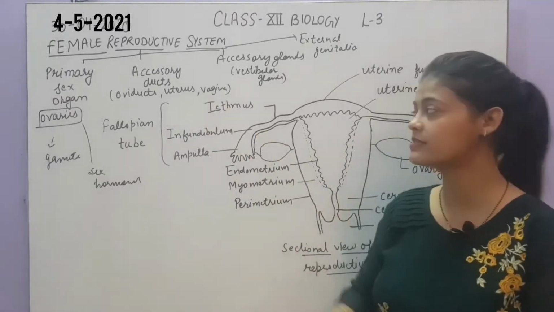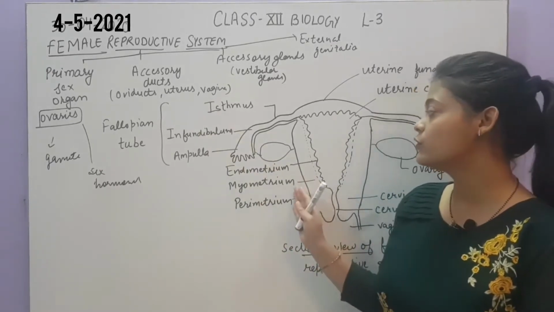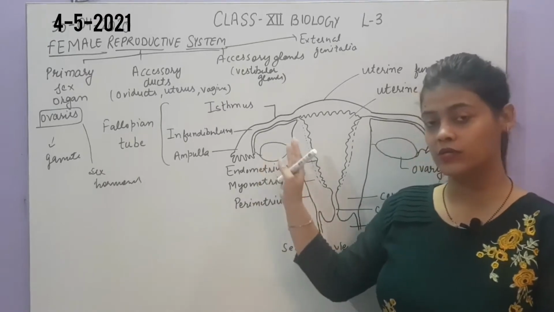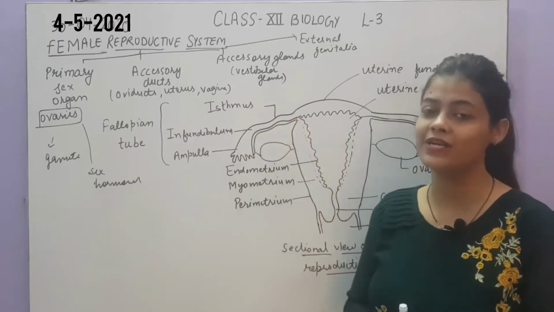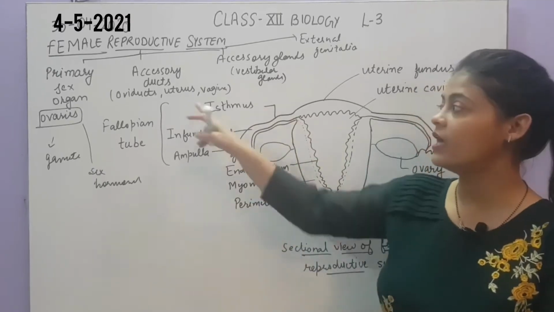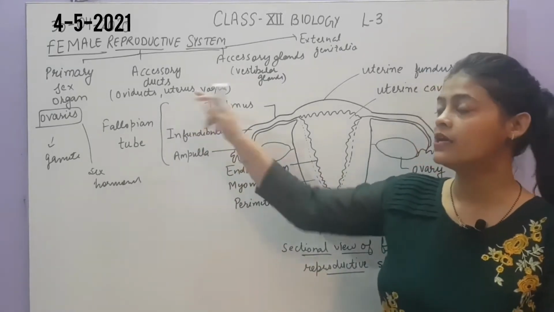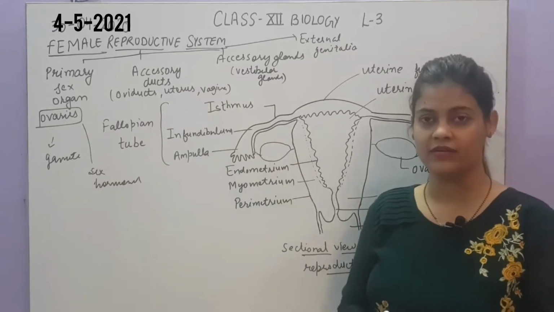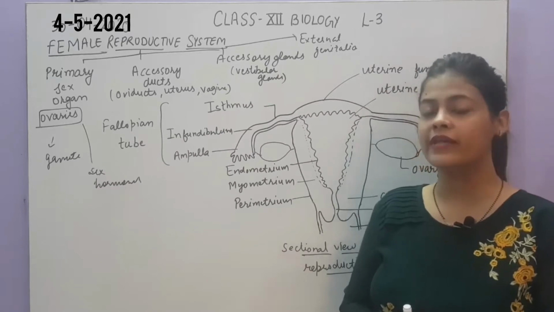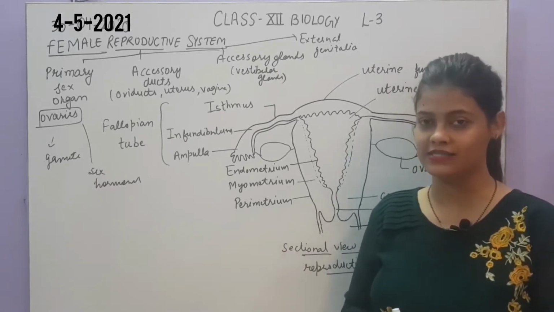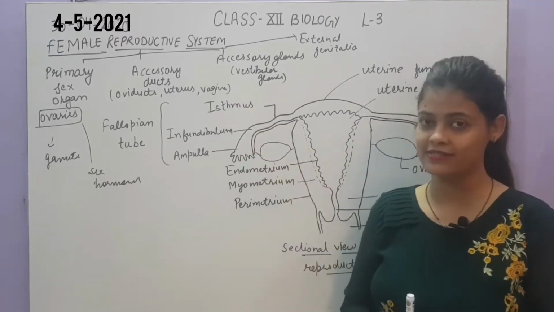Next is accessory ducts. Accessory ducts include those ducts which help to transport the egg secreted by the ovary to the site where it will fertilize with the sperm. It includes the oviducts, also called fallopian ducts or fallopian tubes, the uterus and the vagina. They are the accessory parts of the female reproductive system which help in fertilization. That is why they are called accessory ducts.